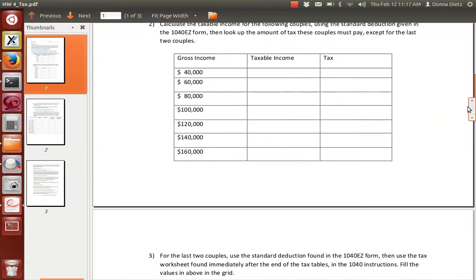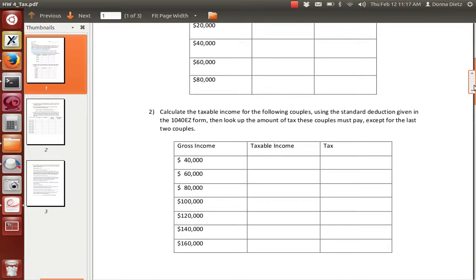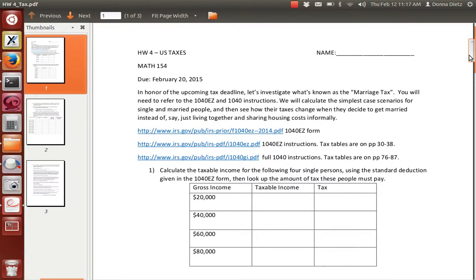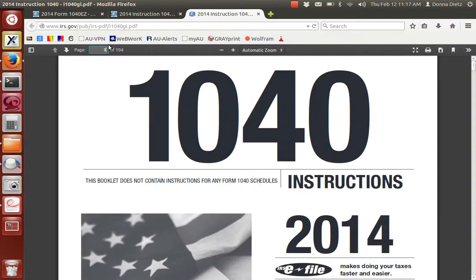Oh, right, one exception is the last two couples are making too much money. Their taxable income is going to fall off the chart. So you have to go here to page 88. You notice the tax tables for the full 1040 instructions are over here. They end on page 87. And on page 88 is where you get the formula. So people who roll off the edge of, let me see, please go to this page. It's not going.